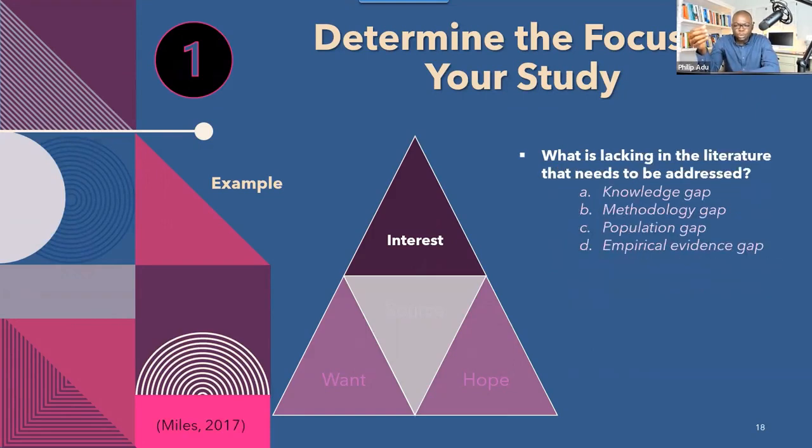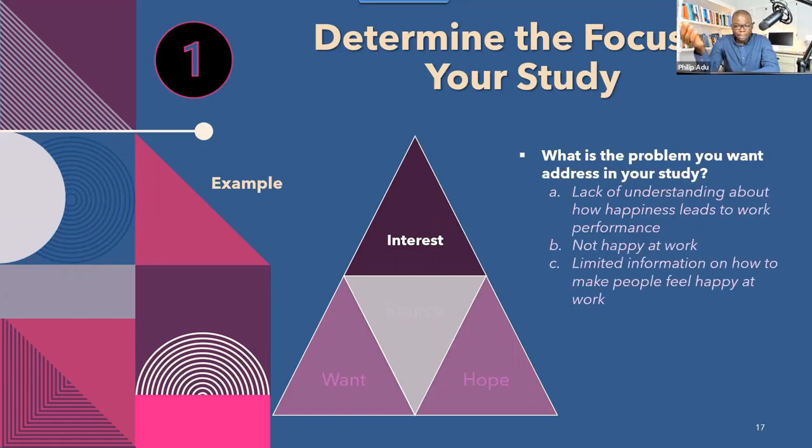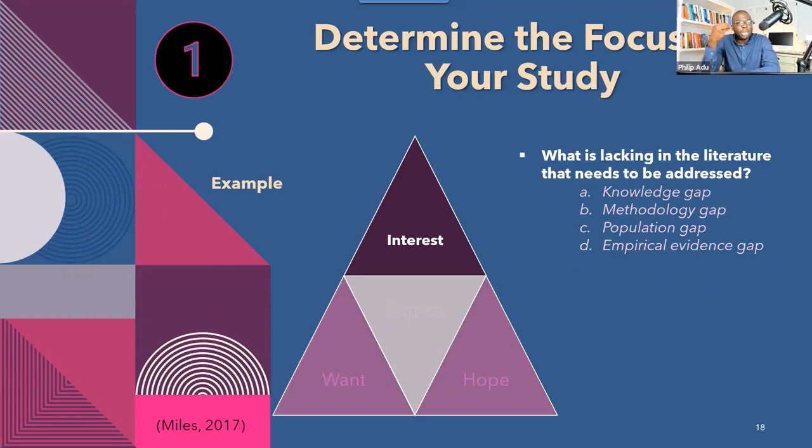So it's good to look into the literature, see what has been done, and then based on that, you can identify a specific gap, right? Let's say looking through the literature, you realize that there's a lack of knowledge or information about how maybe happiness leads to work performance, or there has been a lot of research done in quantitative studies or using a quantitative approach, but there's limited research done using a qualitative approach.